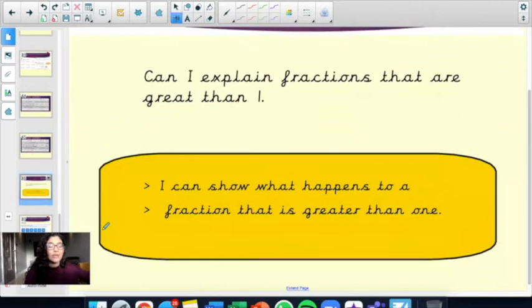So, boys and girls, your learning objective for today's maths lesson is, can I explain fractions that are greater than 1? So, by the end of the lesson today, you will be able to show what happens to a fraction that is greater than 1. So, any fraction that is bigger than 1.